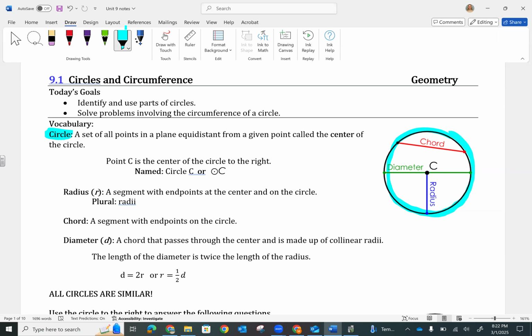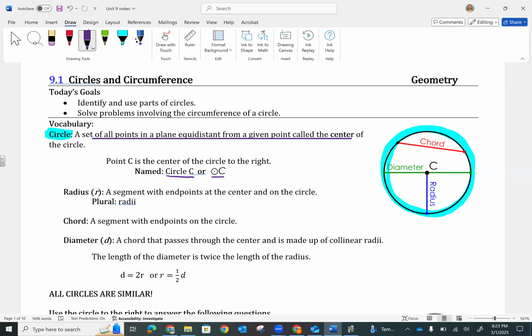Okay, that was a good sentence, just kidding. Infinitely many points that are equidistant from the center of the circle. If one is a little bit further away, it wouldn't be a round circle. And so all the points on one flat plane that are equidistant from a given point, the center. And then also, you name a circle by the center.